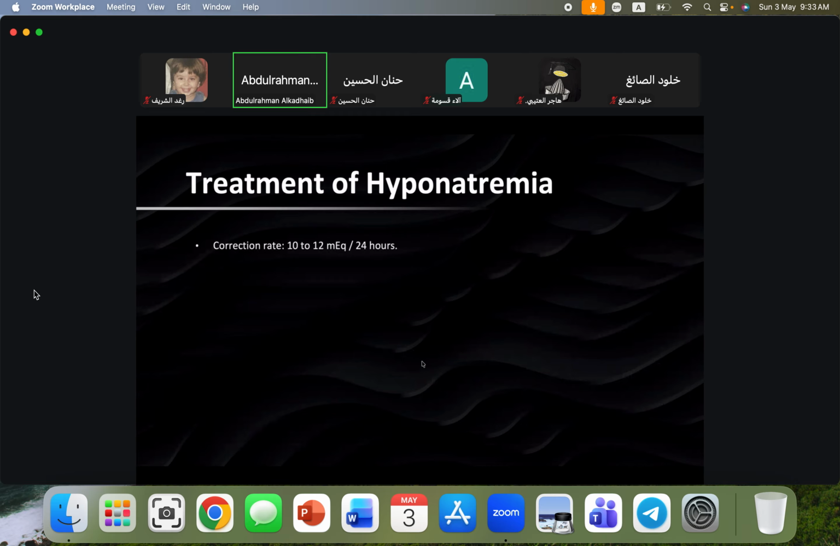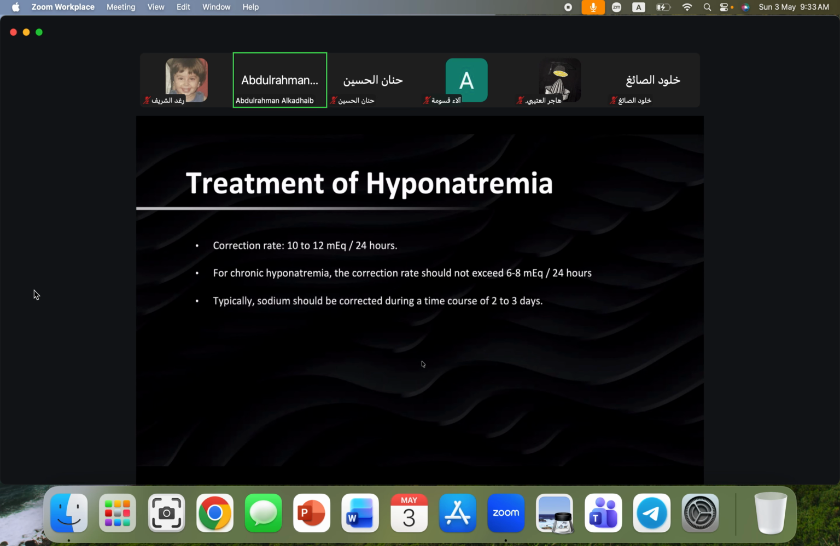Okay. One more important point about the treatment of mild and moderate hyponatremia is the correction rate of sodium. The recommended correction rate of sodium is basically 10 to 12 milliequivalents per day. And for chronic hyponatremia, which develops over a couple of days, for example 2 to 3 days, the correction rate should not exceed 6 to 8 milliequivalents per day. Most hyponatremia patients will require admission to the hospital, because the sodium level is usually corrected over 2 to 3 days.